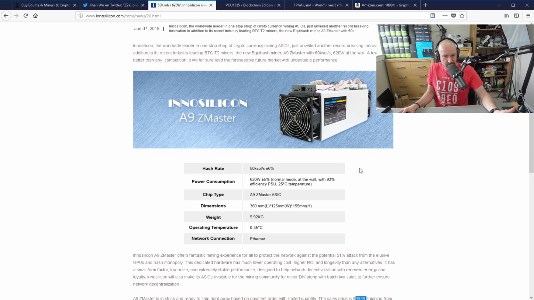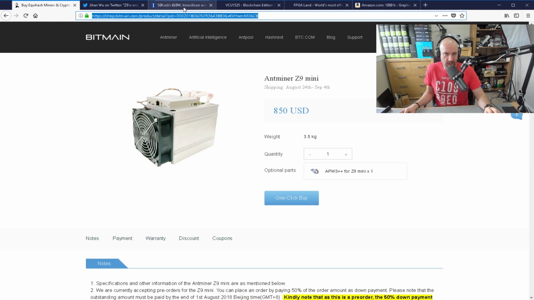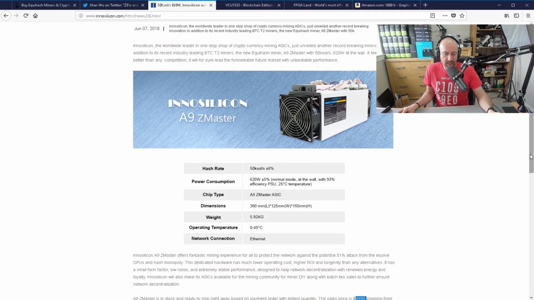So, I don't know. If you're in the market for an ASIC miner, why wouldn't you just buy multiple Z9 Minis rather than one device that's $10,000? Seems very overpriced if you look at what Bitmain are doing. I'm sure some people will still buy it, but yeah, it seems quite expensive.